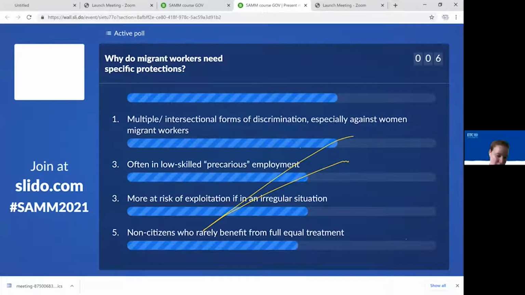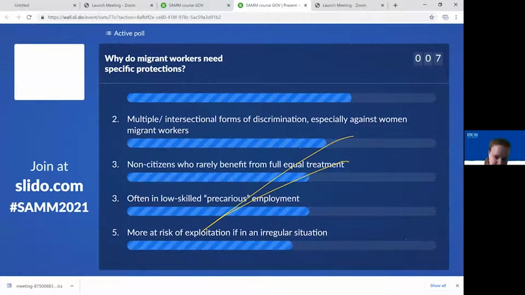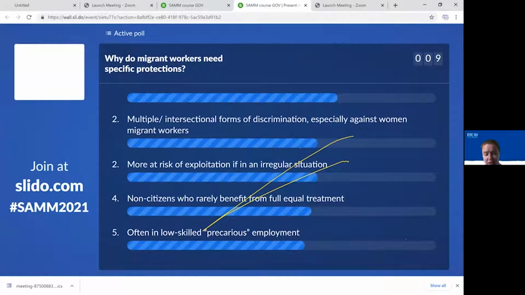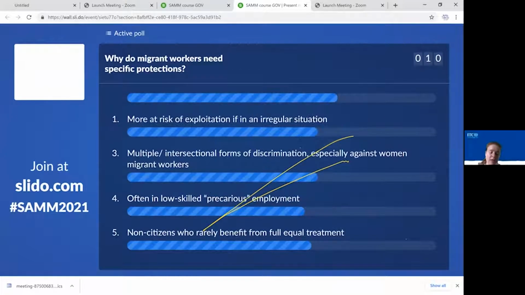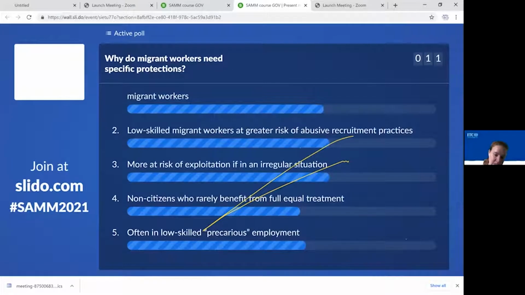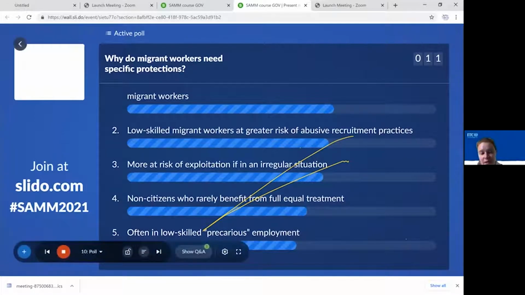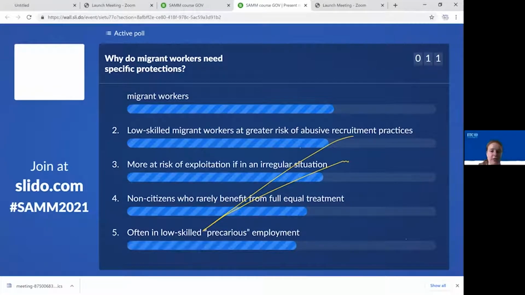in a way, accumulate to each other. And then also because what we see is that very often migrant workers are working in what we call low-skilled precarious employment, and therefore might need specific protection, because most likely they are exposed to what we usually call the 3D jobs, meaning dangerous, dirty, and degrading.